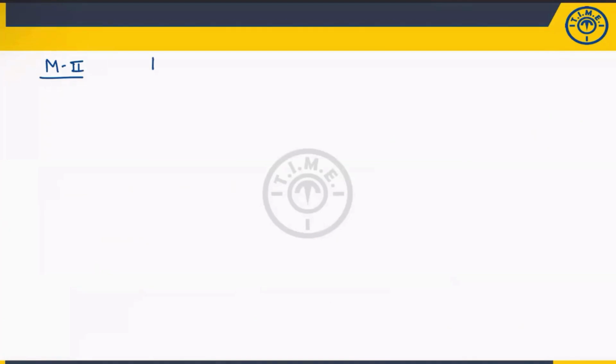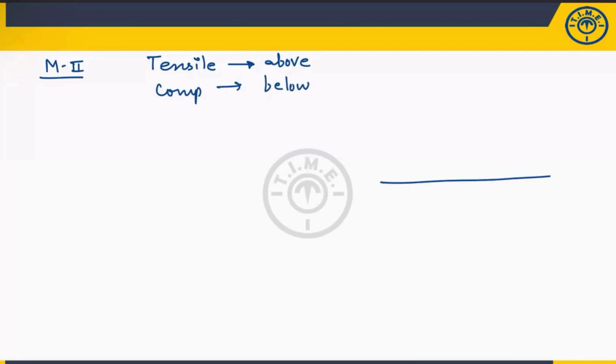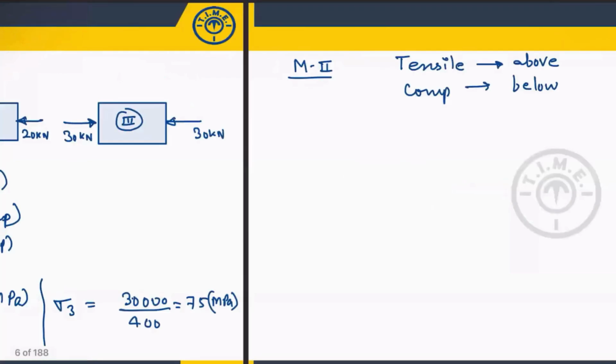So what I will do, I will draw a zero line, and above that zero line, I will consider tensile. That means if any tensile load is acting, I will draw it above. For compressive, I will draw it below, below that particular line. Let us suppose this is the line. This is the line, and I will mark some points.